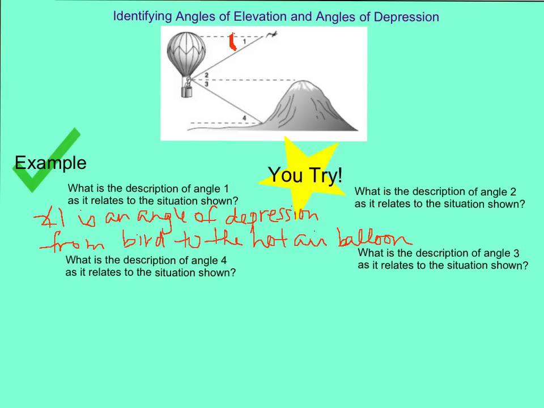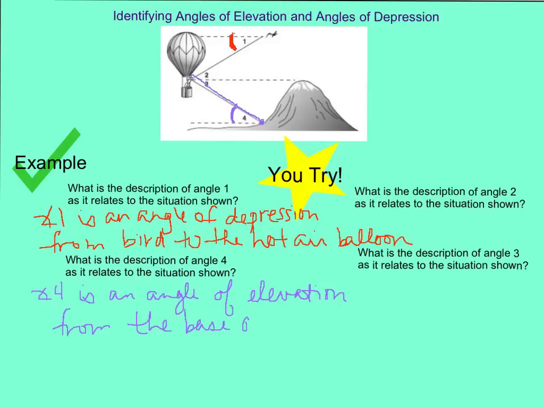Then if we also look at angle 4, this angle right here, I see that that is an angle above my horizontal line, so it is an angle of elevation, and it's looking from the base of the mountain up towards the hot air balloon. So angle 4 is an angle of elevation from the base of the mountain to the hot air balloon.